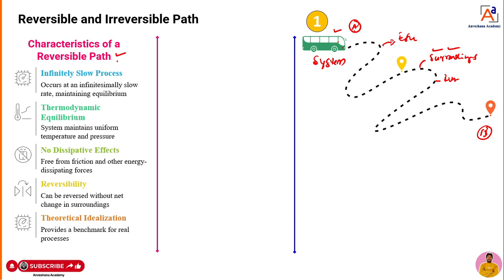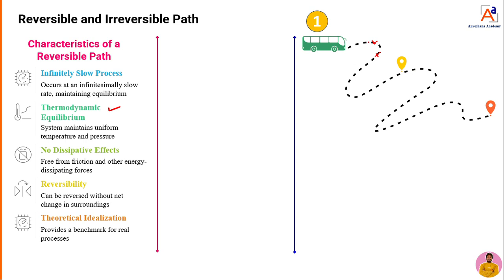Then how does a reversible path happen? It will move infinitesimally slowly. The system will move slowly, and it is going to attain thermodynamic equilibrium at each point. You can take point 1, point 2, point 3. That means it attains the same temperature or thermodynamic equilibrium at all states. One thing more: in this path there is no heat dissipation in the surrounding.